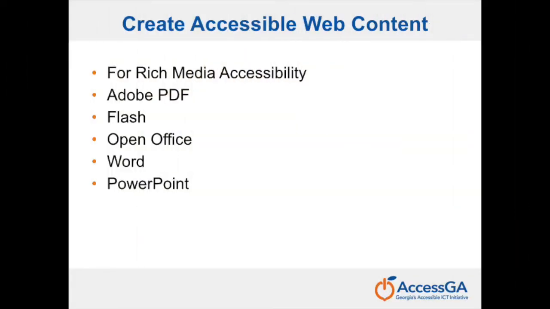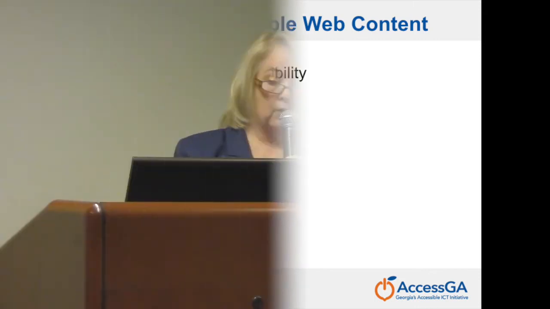So when you're looking at web content that needs to be accessible, it's just everything. Rich media, accessibility, Adobe PDF forms, Flash, OpenOffice, Word, PowerPoint. All of those need to be accessible. So when we're looking at websites for accessibility, we recommend you just think of the three-legged stool. You want to have a three-step process to look at web accessibility, and we can help you with this.